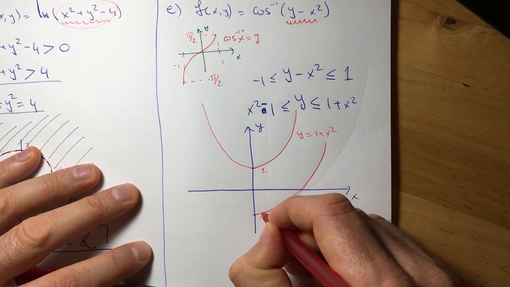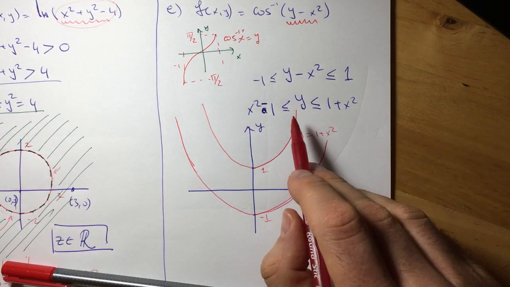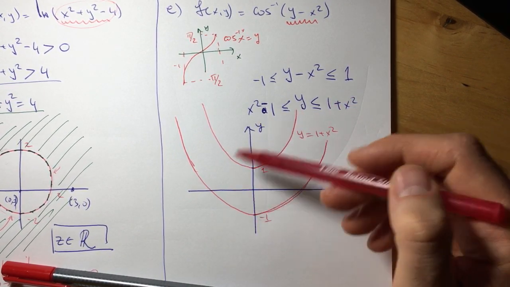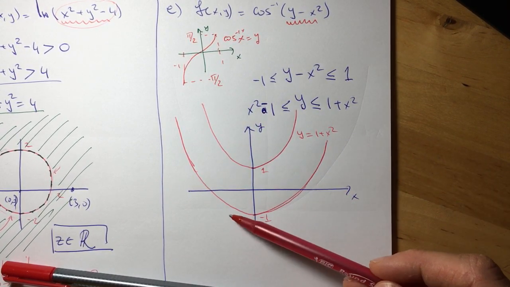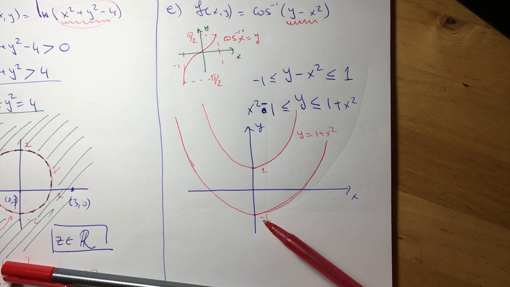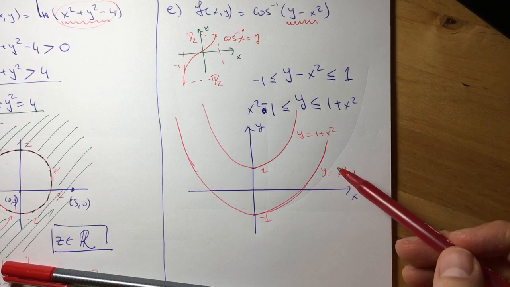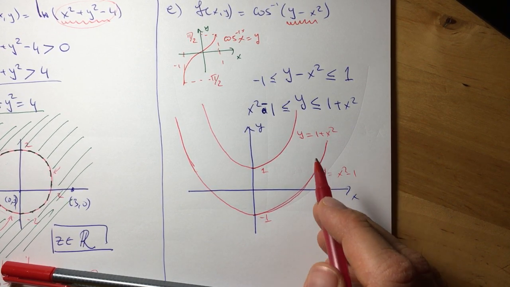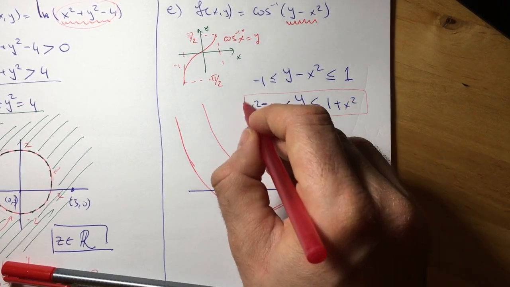Okay, so as you can see, now these are two inequalities, and they separate the xy plane into three areas. This one here, this one in between the curves, and this one here, which is below the graph of y is equal to x squared minus 1. So how are we going to do that? Again, choose a point whose x and y coordinates will satisfy both inequalities.